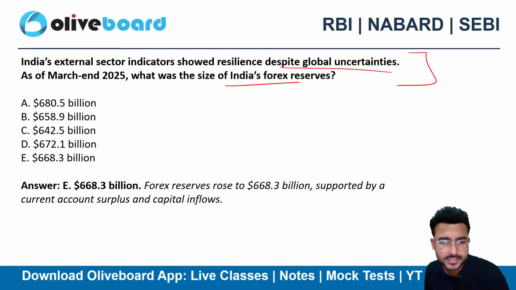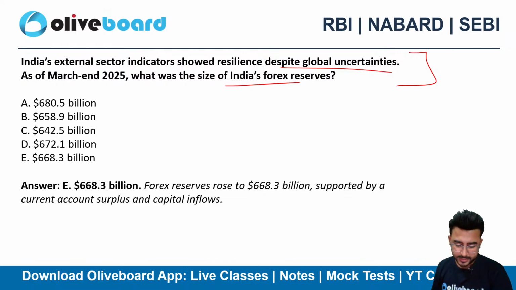Option E, $668.3 billion is the correct choice. Okay, $668.3 billion is the correct choice. Please do remember. Okay, option E is the correct choice here.